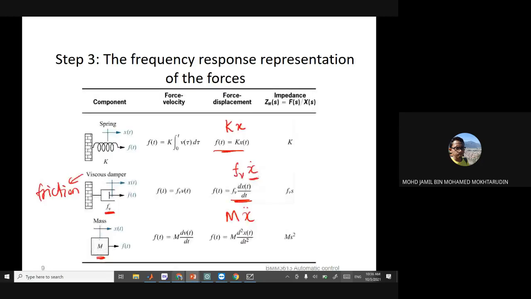So you need to remember, for a spring, the force is K times X. For damper or friction, it's Fv times X dot. And for mass, it's M times X double dot. So this is when you convert into frequency domain.